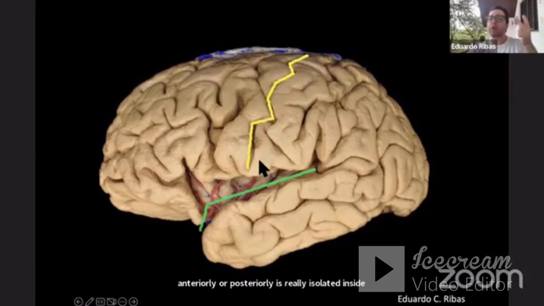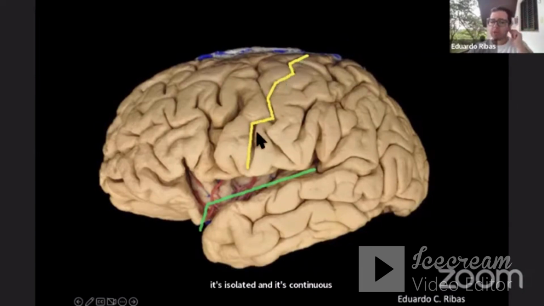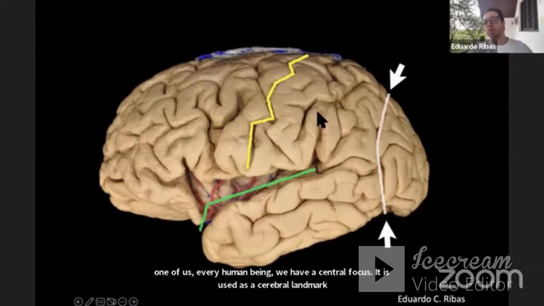And it's also a continuous sulcus. This is another concept: a sulcus can be interrupted. For example, the inferior frontal sulcus and the inferior temporal sulcus are usually very interrupted, but not the central sulcus. So if we go by these 3 rules, it's oblique, it's isolated, and it's continuous, it's easy to see where the central sulcus is. And because every human being has a central sulcus, it is used as a cerebral landmark to divide the frontal lobe anteriorly from the parietal lobe posteriorly.